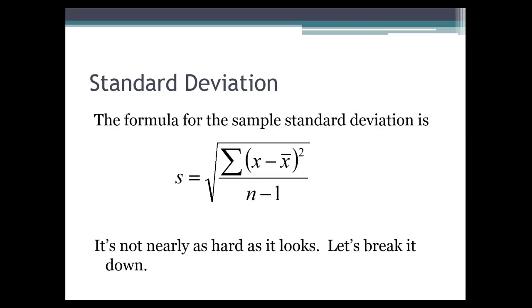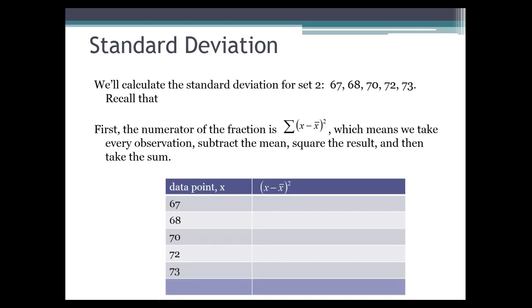All right, so here's the formula. And let's look at what this formula does. So the top part of this formula is where we start. x means every data point, and x bar is the sample mean. So we take every data point minus the sample mean, square the results, then take the sum of all of those, and then we divide by the sample size minus 1, and then we take the square root. If you didn't catch all that, no worries. We're going to do some examples.